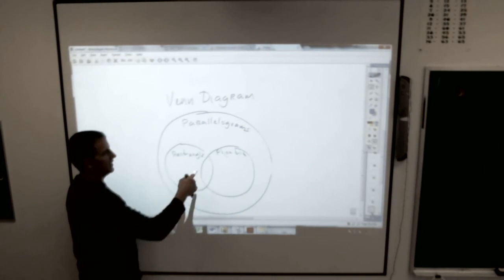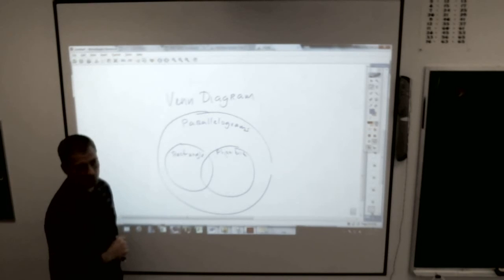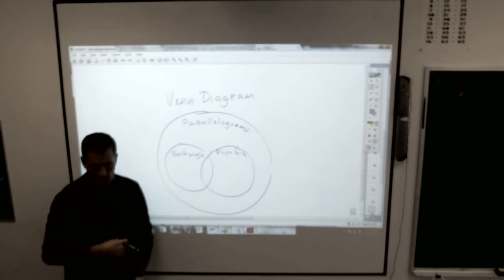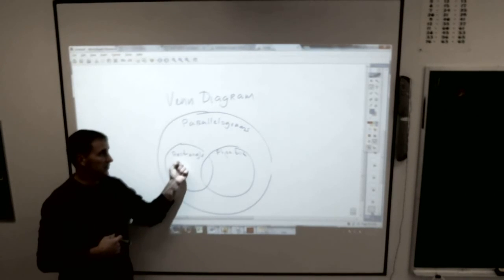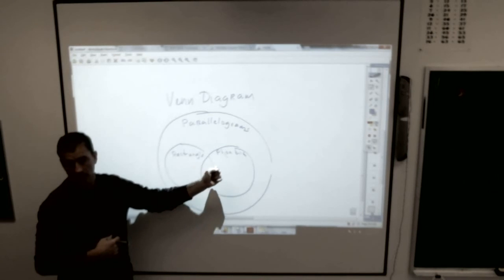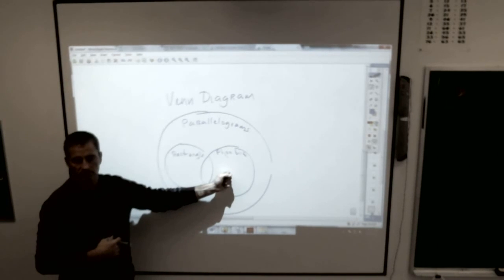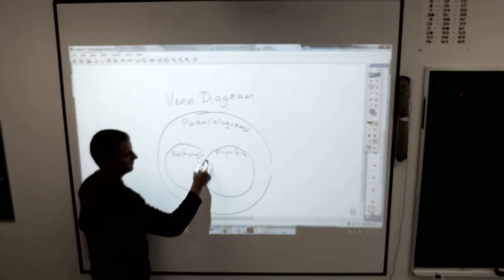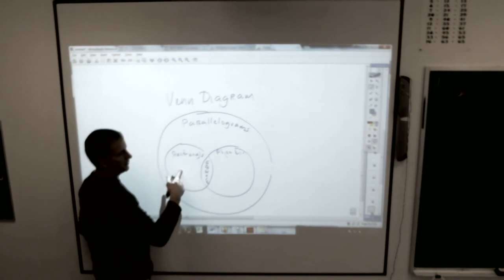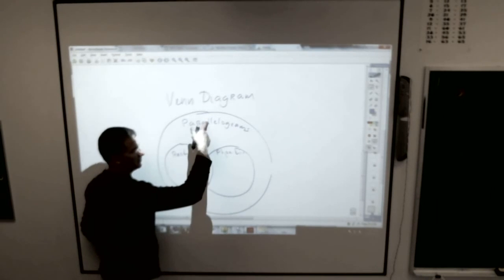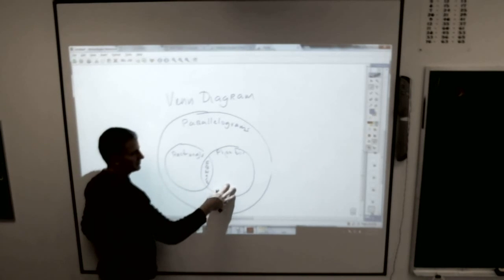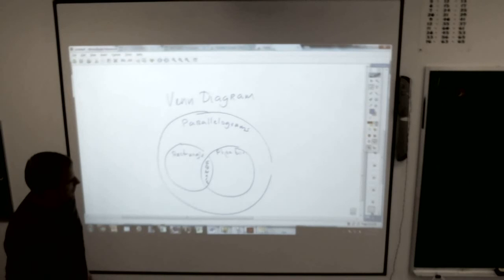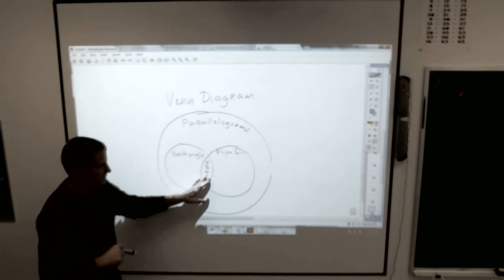Why is rhombuses not completely in rectangles? Because you can draw some rhombuses that aren't rectangles, right? Why does it intersect here? Because what shape is a rectangle and a rhombus? A square. A square falls in this little thing here because a square is both a rectangle and a rhombus, and it is a parallelogram. All squares are rectangles and rhombuses.